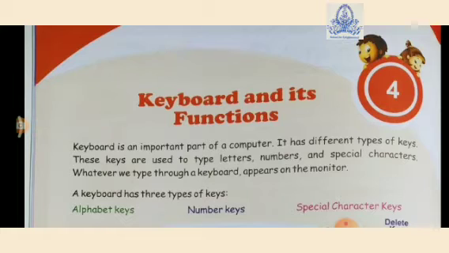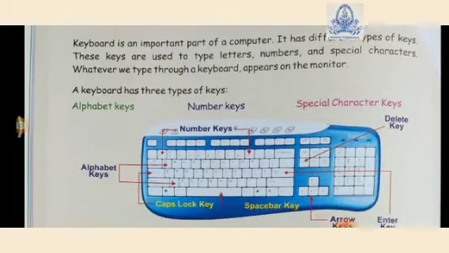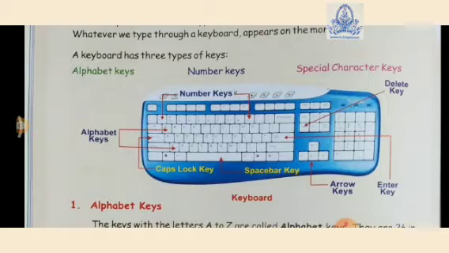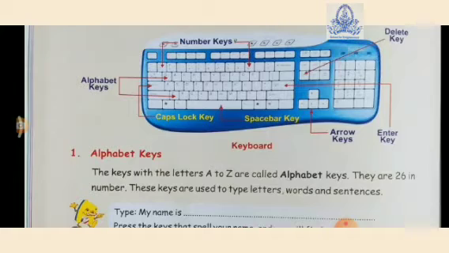Whenever you are looking at a keyboard, a variety of keys are available, that is letters, numbers, alphabets, or some special characters and symbols. According to our requirement and our use, we use different keys. A keyboard has three types of keys: the alphabet key, number key and special character key. Another group is the enter key, arrow keys and so on. So different keys are available.